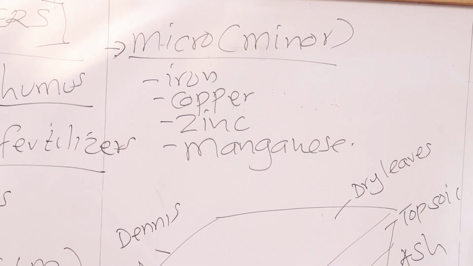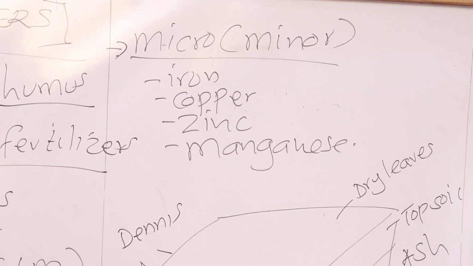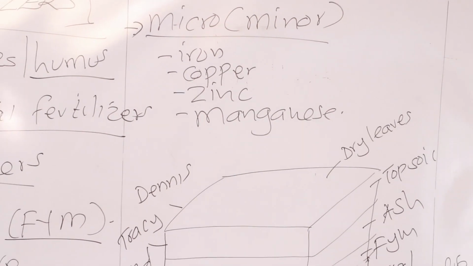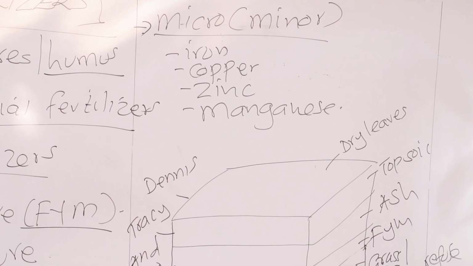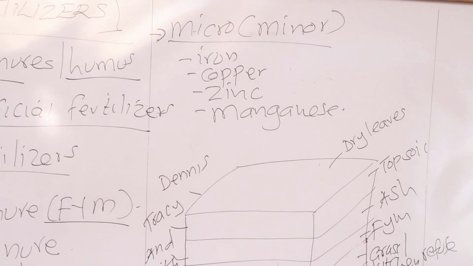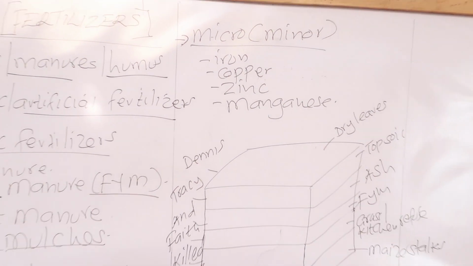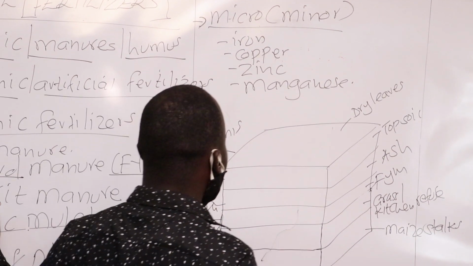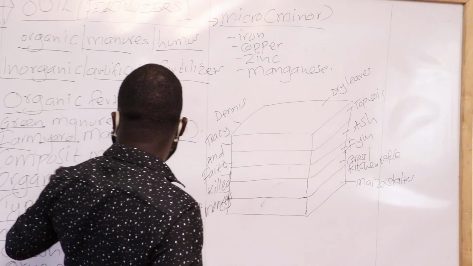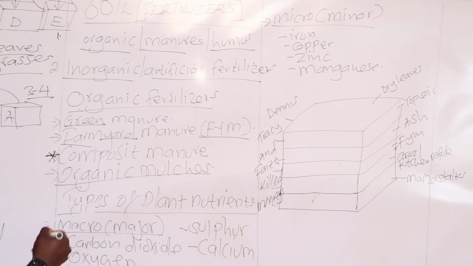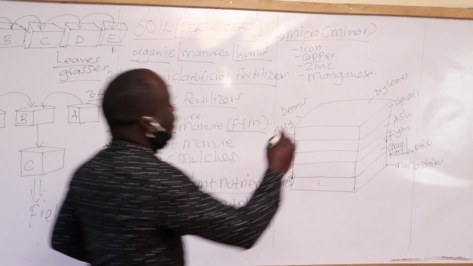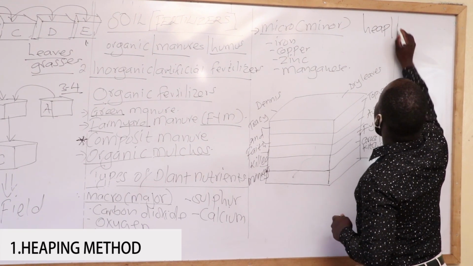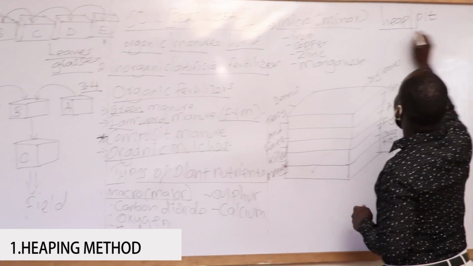Let us now turn to preparation of compost manure, and I beg your ears because it's a task that needs to be understood by everyone so that you can get questions under this type of subtopic. We can prepare compost manure using a heap or a pit.